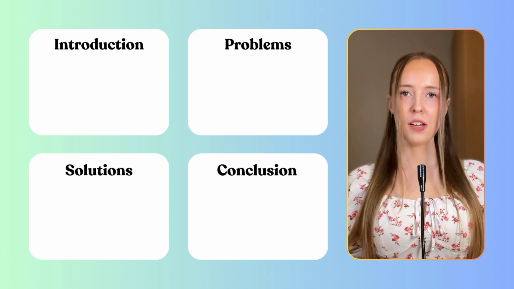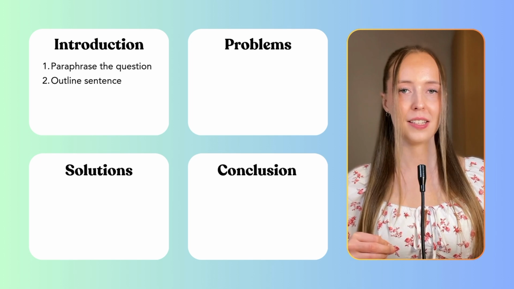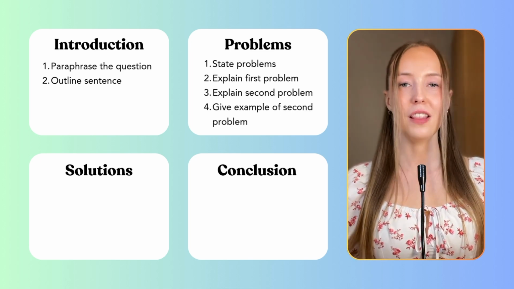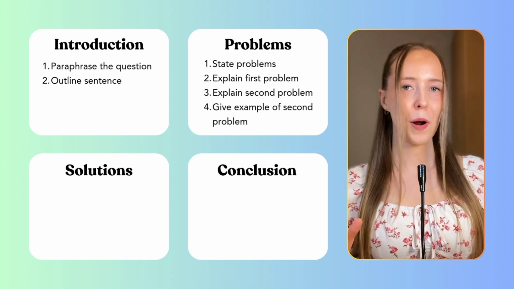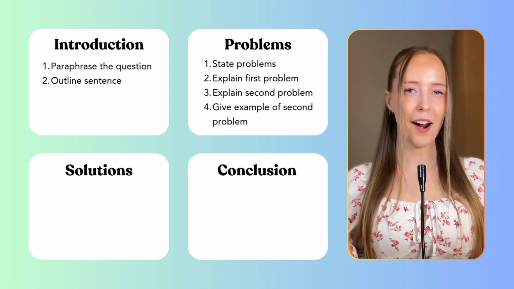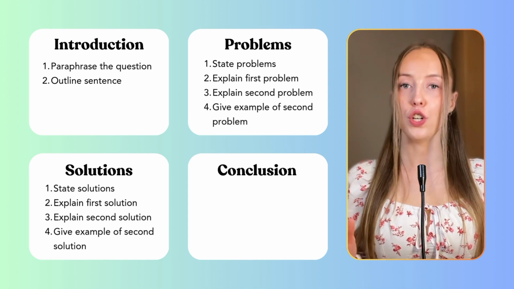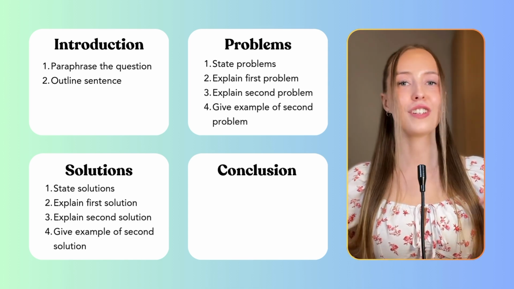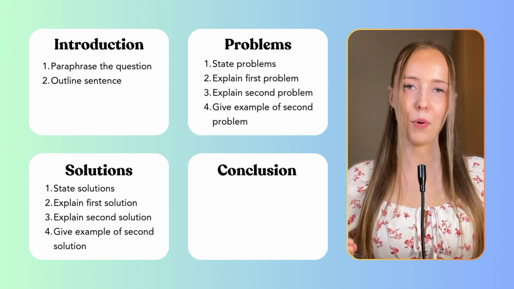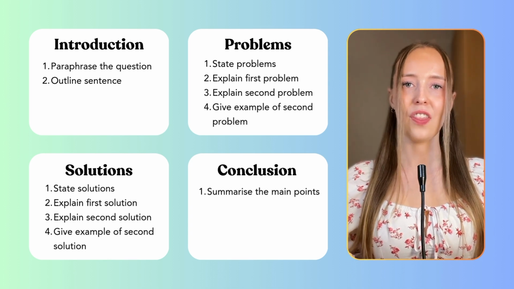In our introduction, we need to firstly paraphrase our question and then write our outline sentence. In our problems paragraph, we need to state both problems, then we need to explain the first problem, explain the second problem, and finally give an example of the second problem. In our solutions paragraph, we should firstly state both solutions, then we need to explain the solution to the first problem, explain the solution to the second problem, and finally give an example of a solution to the second problem. In our conclusion, we need to summarise the main points we made in the second and third paragraph.